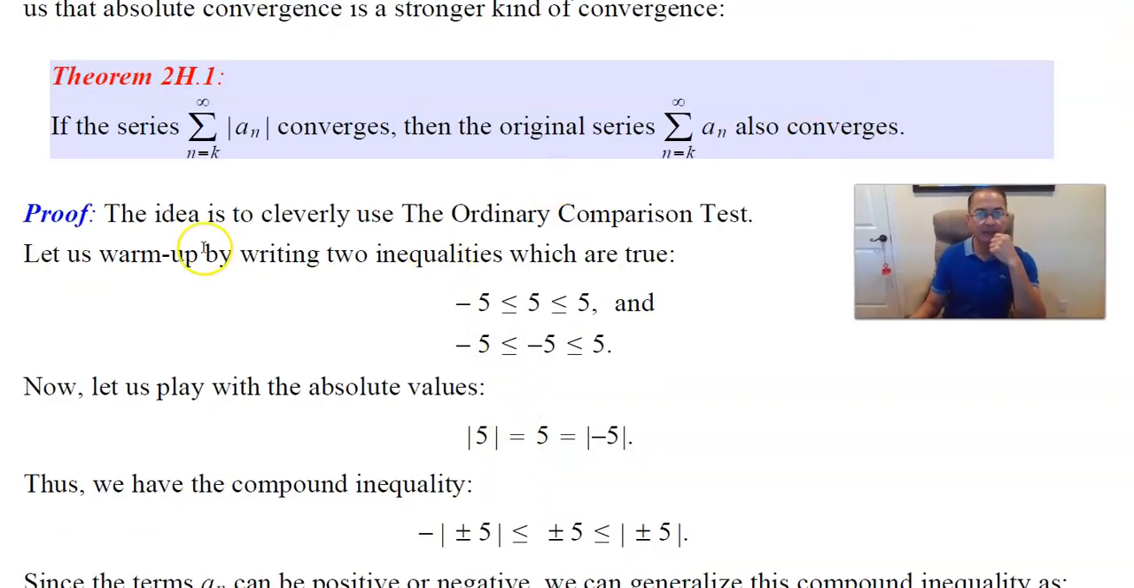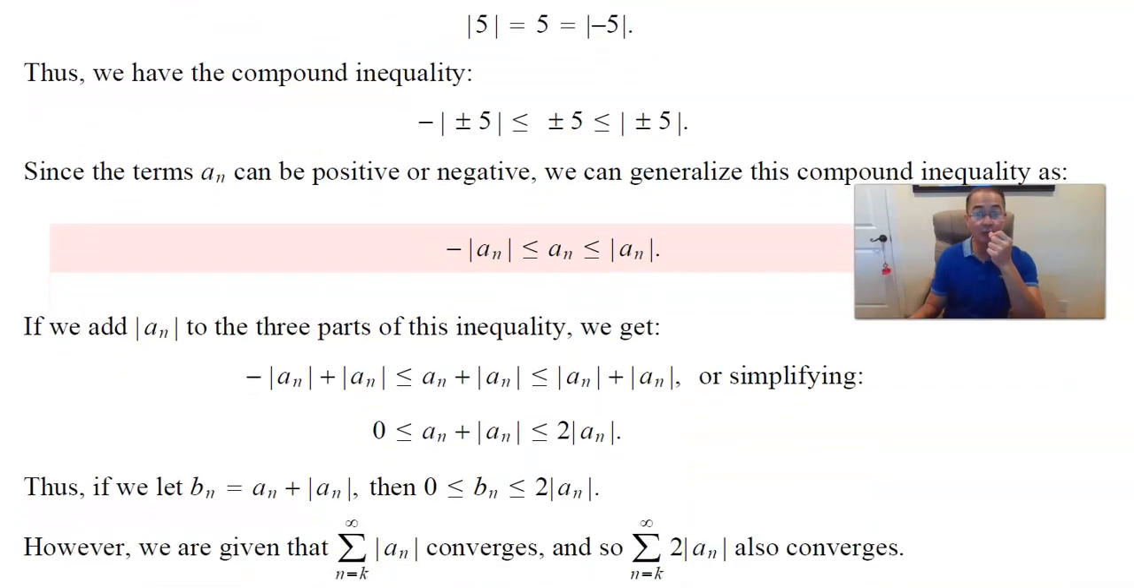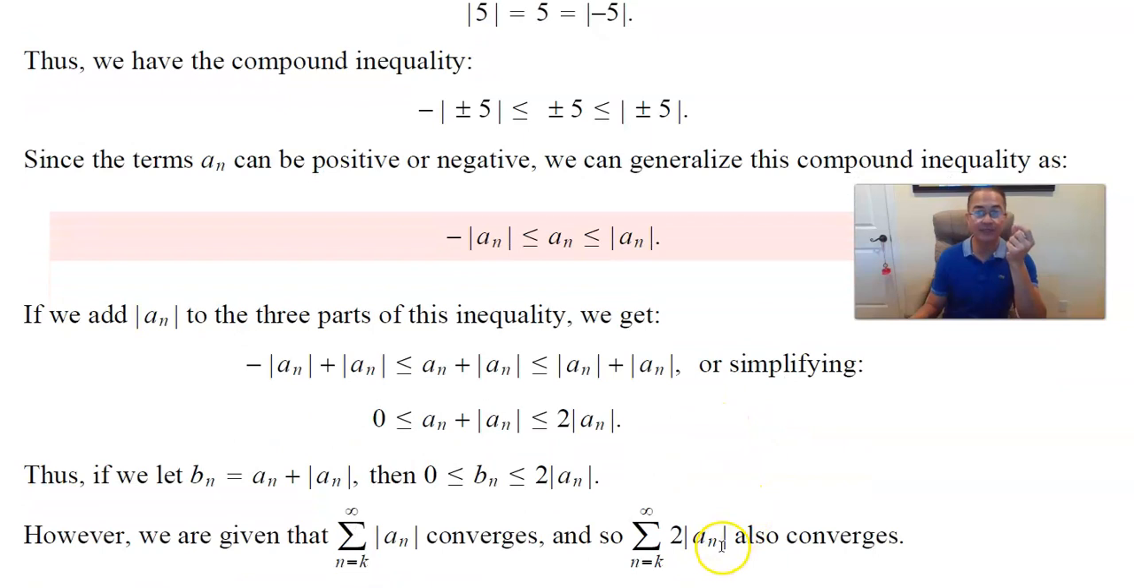We're told that the series where we have the absolute value of a sub n converges. So if we look at the series where we have twice the absolute value of a sub n, then that series also converges. Check it out: b sub n is smaller than these terms, but the series made of these terms converges. So what does the ordinary comparison test say? The summation of b sub n must also converge.